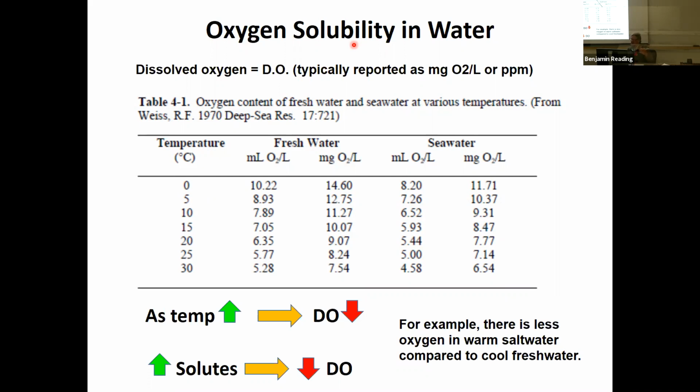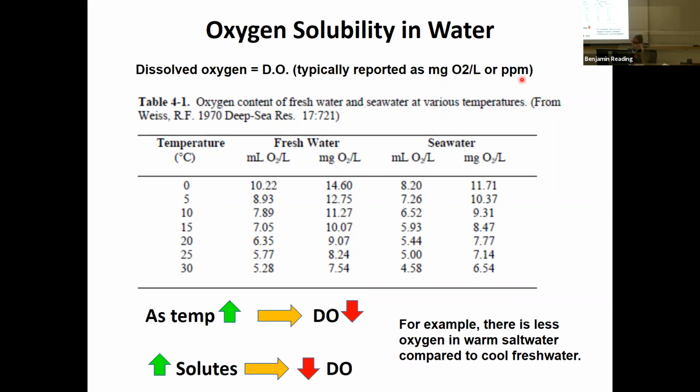Carbon dioxide likes to be in water. Oxygen, not so much. So that's part of the reason why water has only 1% the oxygen content compared to air. Oxygen would much rather be in air, for instance, than in water. So when we talk about water chemistry, we talk about dissolved oxygen. And this is typically reported as milligrams of diatomic oxygen per liter.